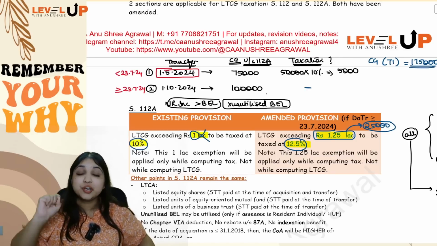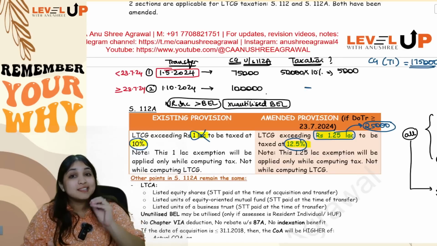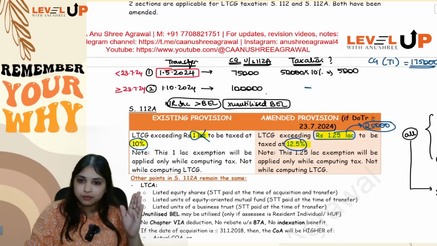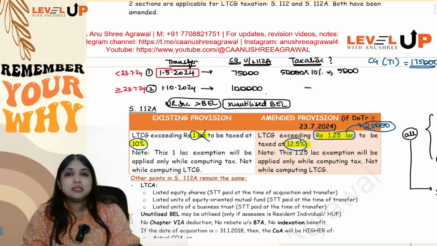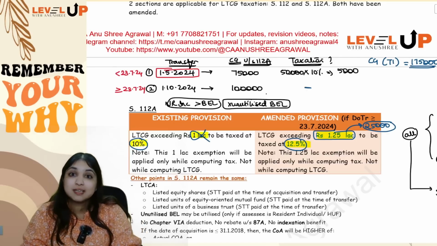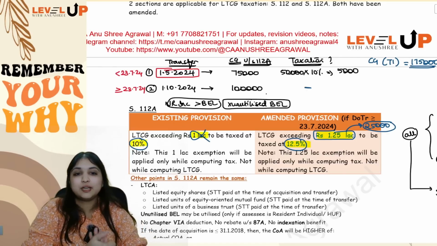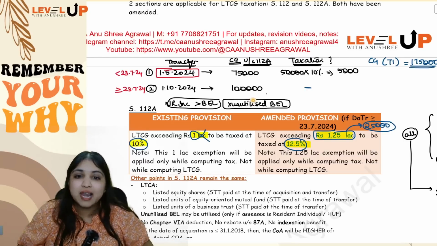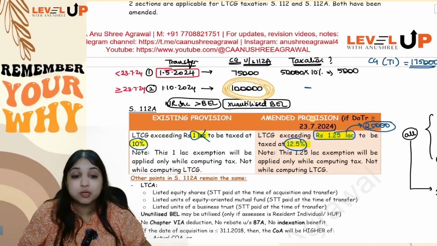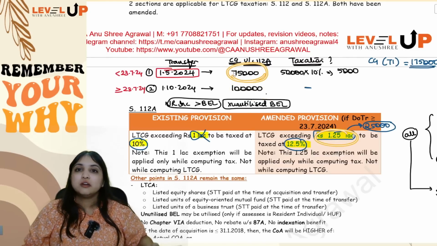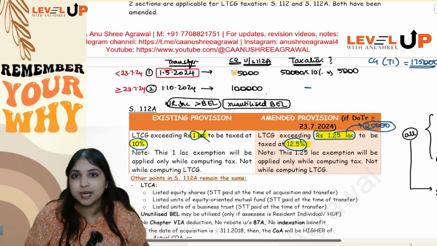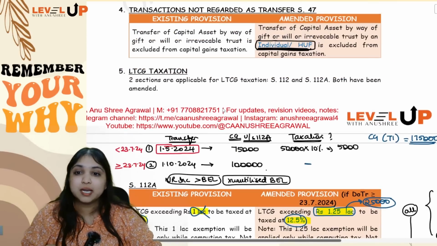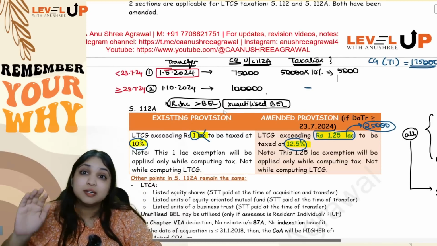Alright guys, so this was your amendment in 112A, that your exemption limit is not 1 lakh anymore, it is 1,25,000. Tax rate before 23rd July 24 is 10%, on or after 23rd July 24 it is 12.5%. And that 1,25,000 exemption, first I will exhaust on the transfers which happened on or after 23rd July 24, because here higher tax rate is there. The balance exemption only I will use for transfers which happened before 23rd July 24. Okay, so this was our entire discussion relating to section 112A.